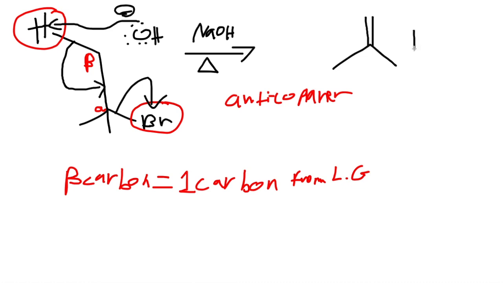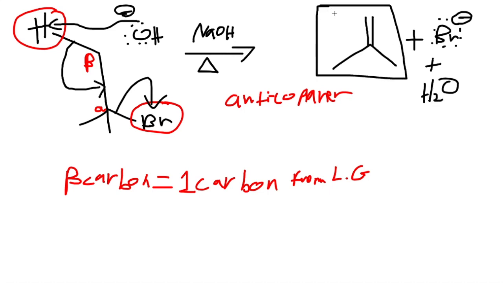Also the byproducts. It's not really important, but it's the bromine that has left with a negative charge, plus the water that has been formed. But our major product is this structure. And so you are going from a single bond to a double bond in elimination.